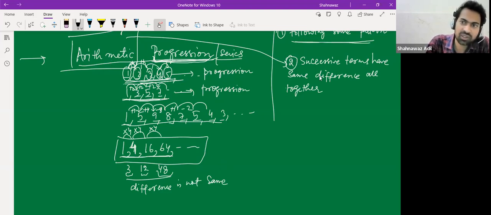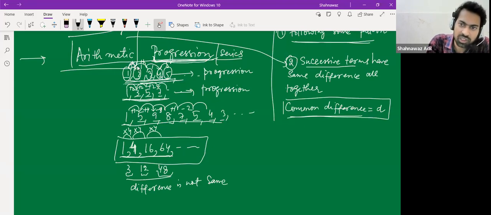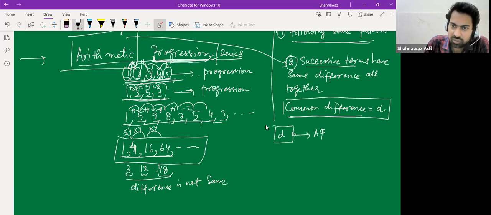Okay. So for the AP part, the first thing we have to find is some pattern, right? The second thing is to find if the successive terms have the same difference altogether. If all these terms have the same difference, that is called the common difference. Understood, guys? This is represented by D. So if D is the same everywhere, if all the successive terms have the same D, that will be called an arithmetic progression.